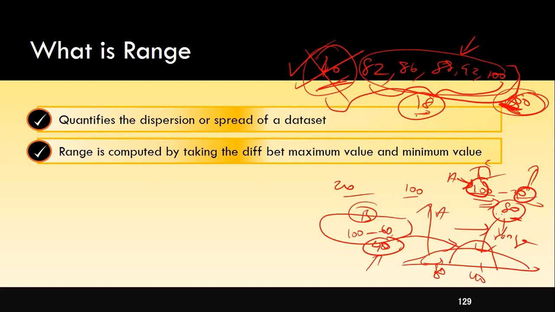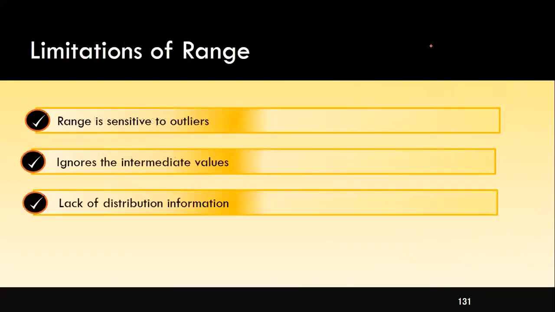Okay. If you remove the outlier, you can see this. So with this example, we are able to understand quickly that the range is sensitive to outliers. It misleads you to think your spread is too wide if you have an outlier in your data set. And also it ignores the intermediate values. It does not take into account each and every value. Simply, it takes into account only the minimum value and maximum value.